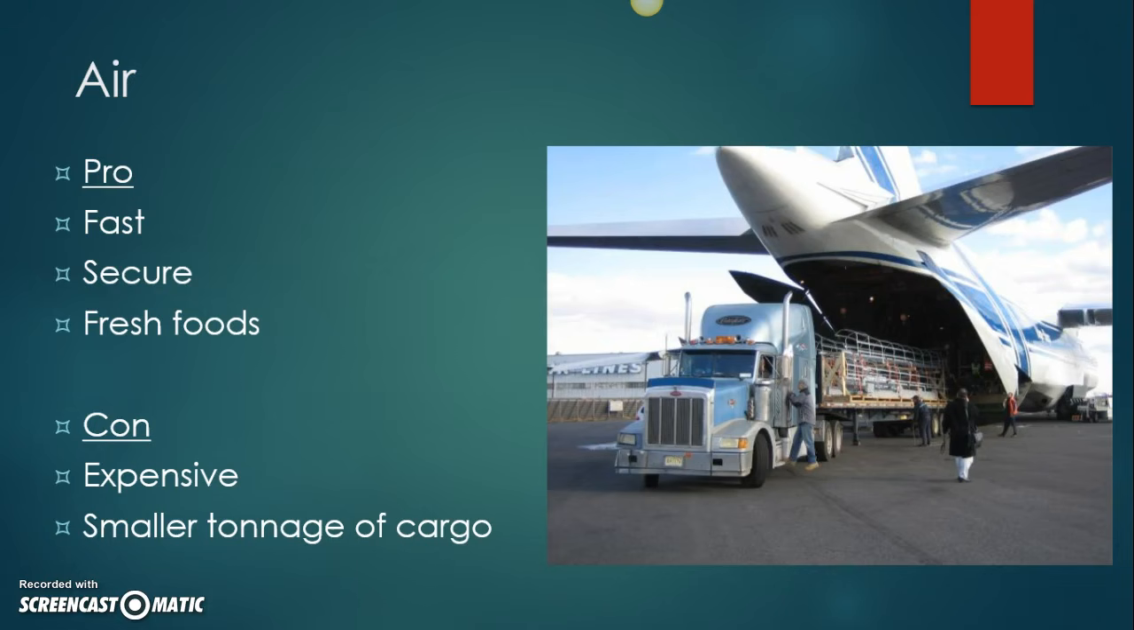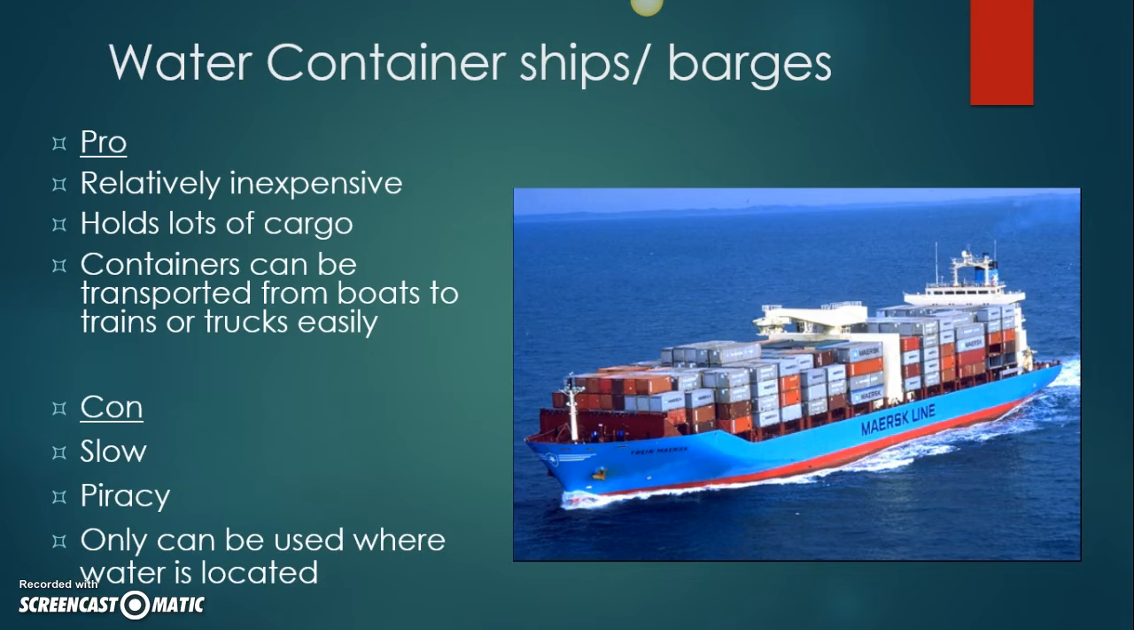Okay, some of the cons, some of the negatives. It's very, very expensive to ship things by air. That's why, for instance, if you go to the post office and you say you want to ship something parcel post, which means you're putting it on a truck, it takes a lot longer, but it also costs roughly 25% of first class shipping, right? Air travel also has a smaller tonnage of cargo, so there's less space in the plane, even in cargo planes, to ship stuff than there are, say, on the big ships.